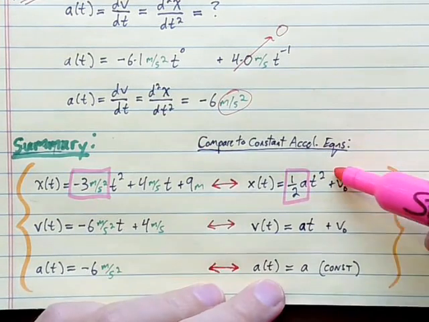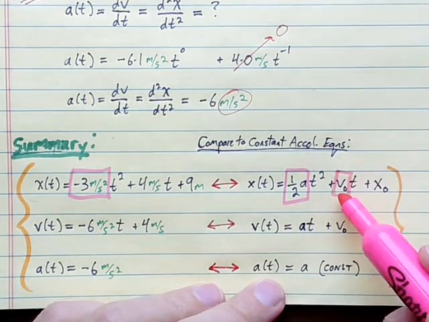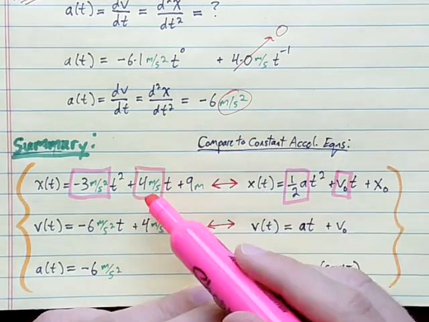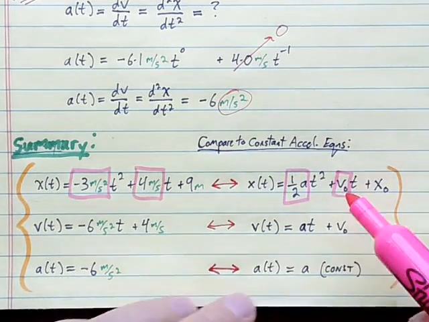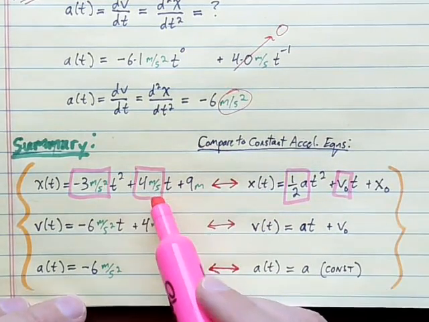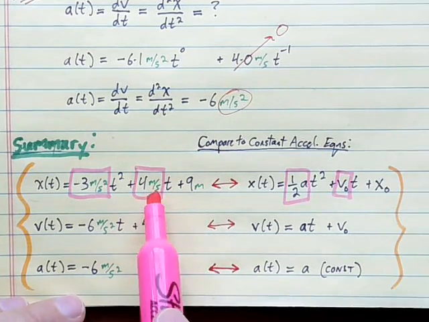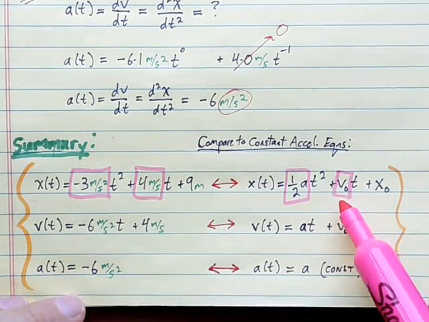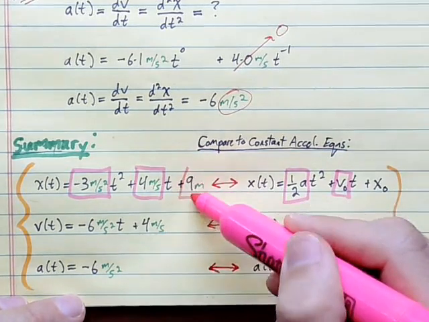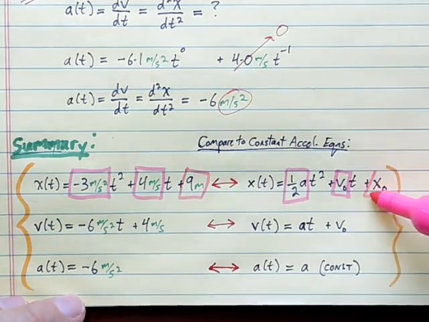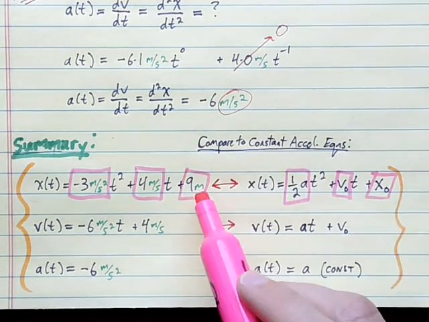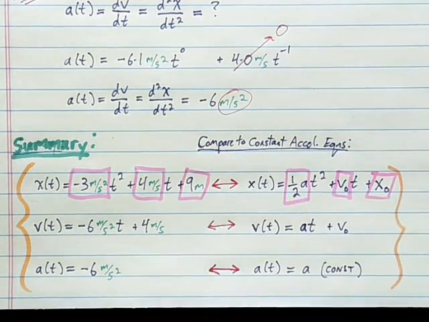Likewise, v0 is the coefficient of the t term. Over here, 4 meters per second is the coefficient of the t term. Therefore, what does this 4 meters per second represent? Why is there a hidden meters per second on there? It's because this is the initial velocity. And the 9 meters over here represents your constant term, the initial position x0. So it's got a meters on it because it is a position.